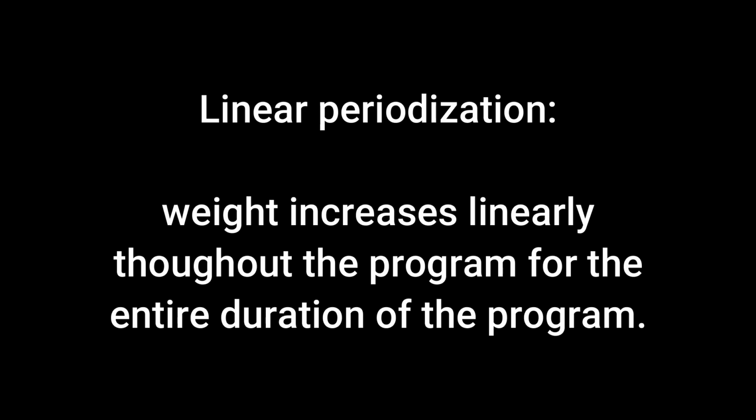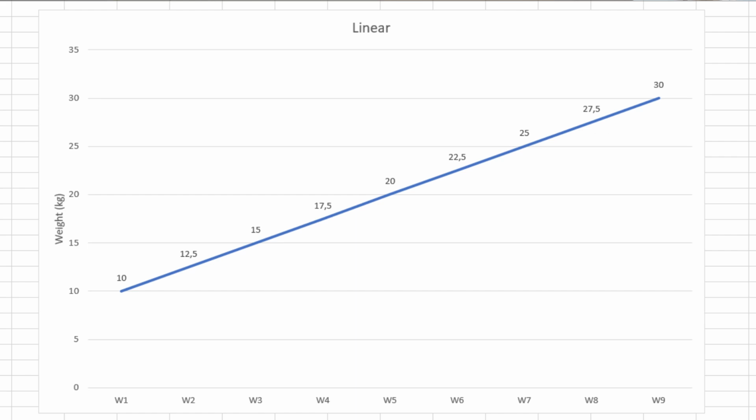The first thing I'm going to talk about is linear periodization, which essentially means that throughout your 9 or 16 week program, the weight never stops increasing, and it increases in a linear way. As the weight increases, you are going to work your way down from high to low rep ranges. Just to give you guys an example, let's say you start off your linear program on a 3x10 on 10 kilograms, and you add 2.5 kilograms every single week.